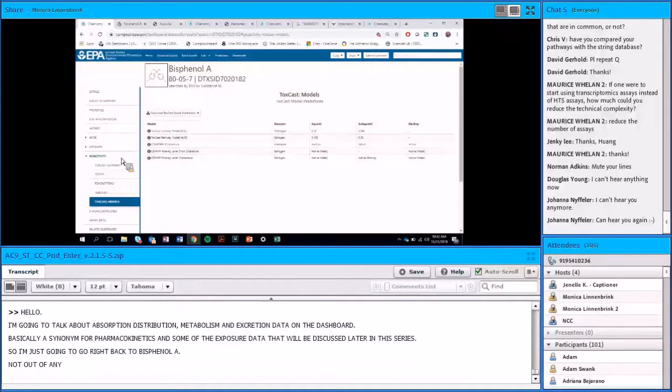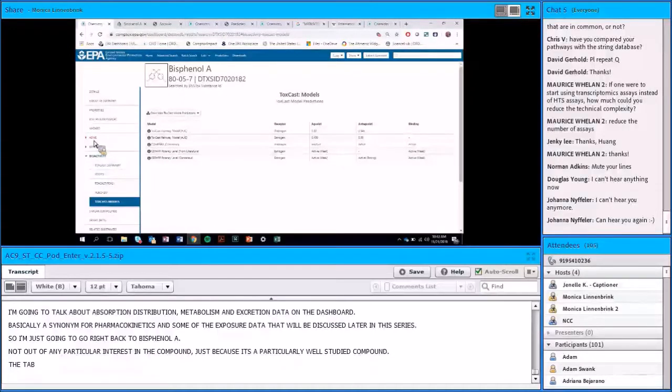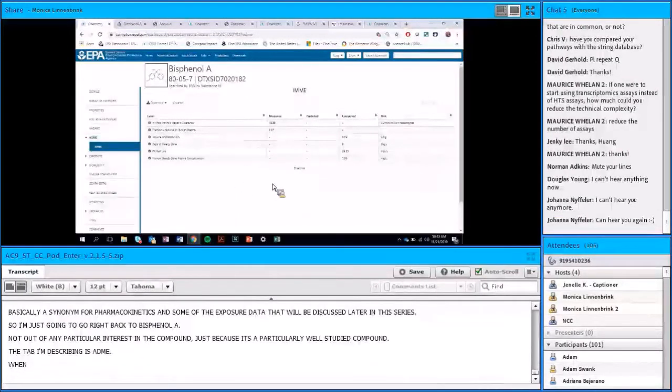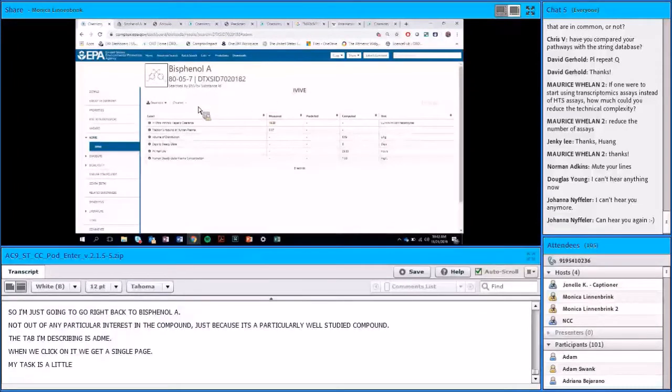So I'm just going to go right back to bisphenol A, not out of any particular interest in the compound, just because it's a particularly well-studied compound. So the tab I'm describing to you is labeled ADME, and again, that's for absorption, distribution, metabolism, and excretion. And when we click on it, we get a single page.